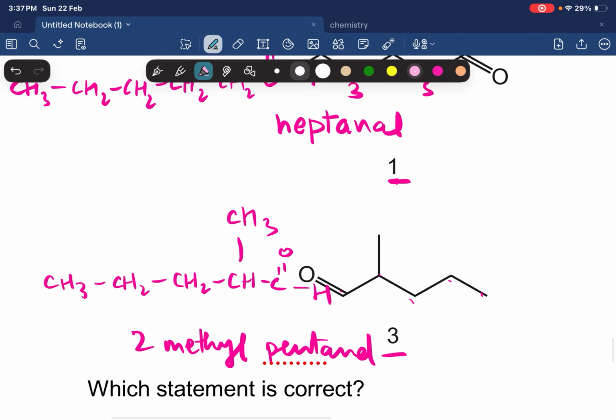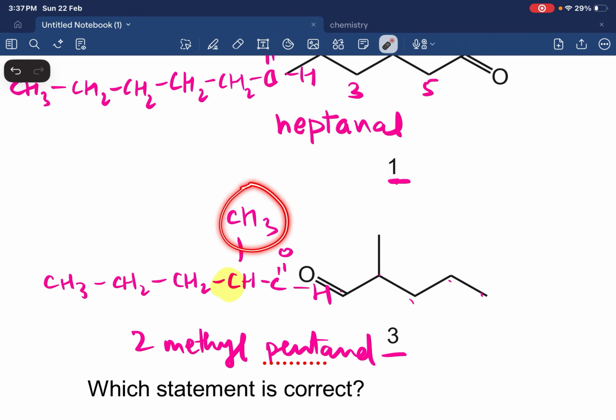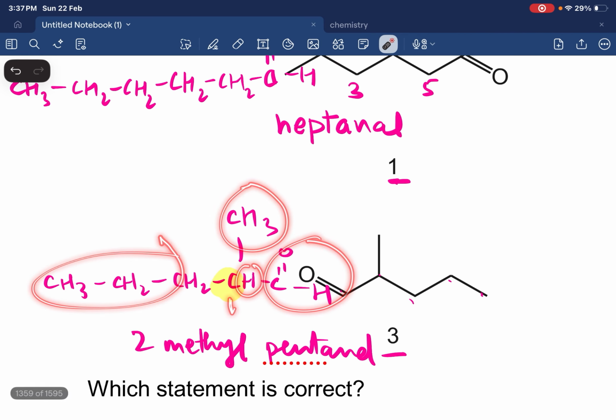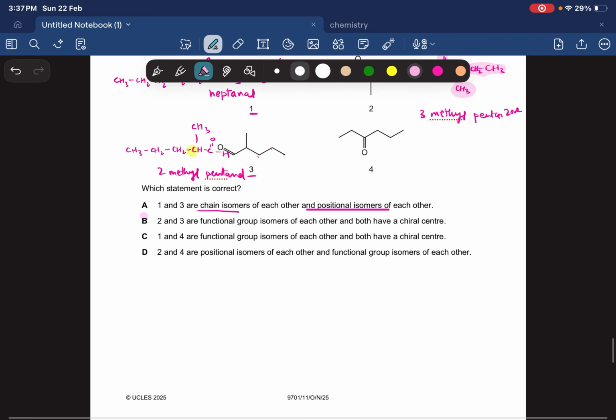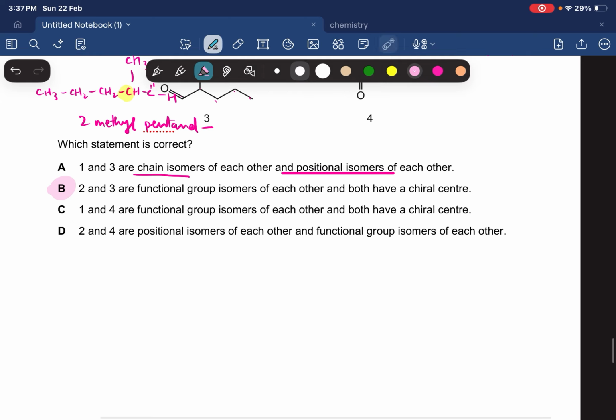Over here, let's figure out. This yellow one is going to be a chiral center here. Look at it for yourself: this CH3 attached here, this thing attached here, hydrogen attached below, and this C double bond OH. So this seems to make sense, but we're going to read the other statements as well.